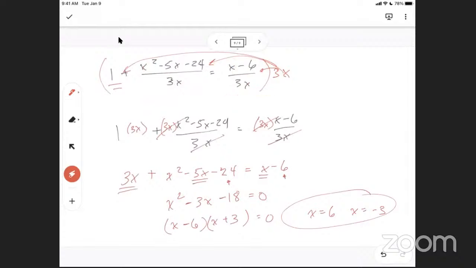Wait, there's 2 answers? Mhm. There's always 2 answers. For quadratics, usually there's 2 answers.